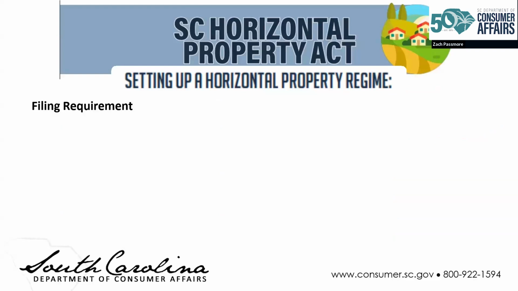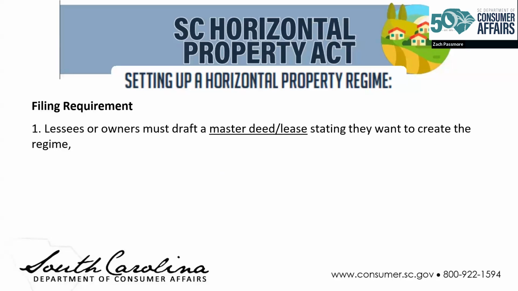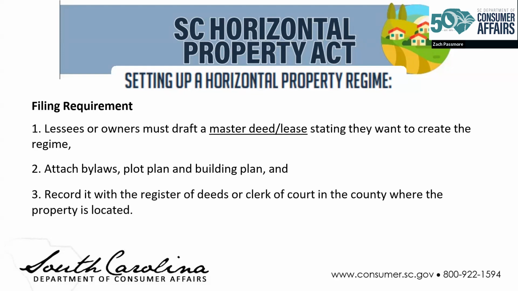Under this act, when it comes to setting up a horizontal property regime, there is a filing requirement. Lessees or owners must draft a master deed or lease stating that they want to create the regime. They must attach bylaws, plot plan, and building plan. And they must record it with the Register of Deeds or Clerk of Court in the county where the property is located.